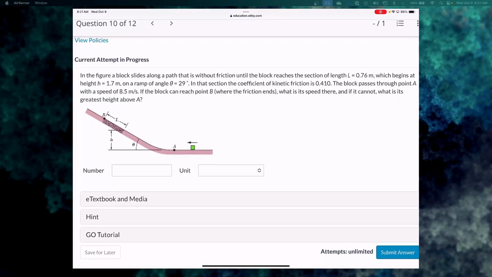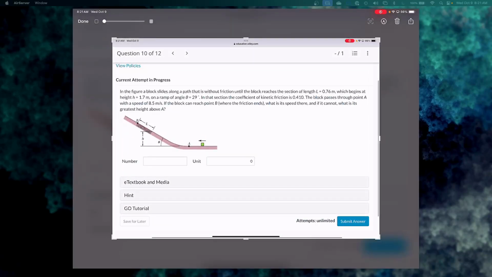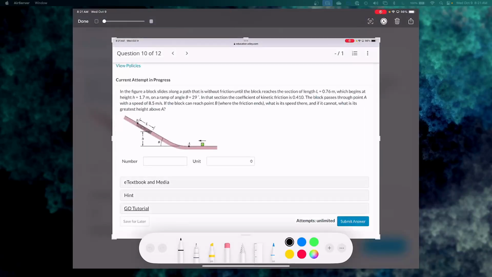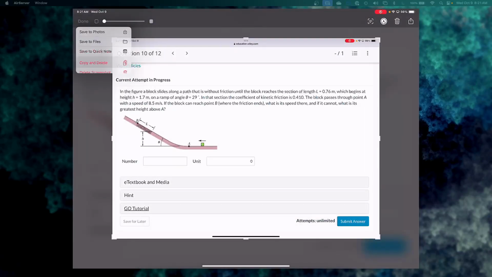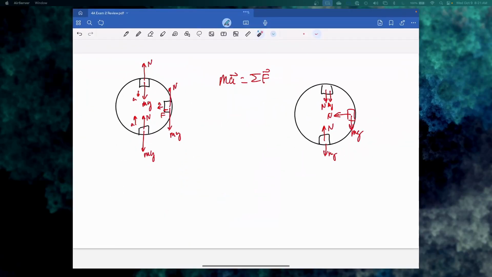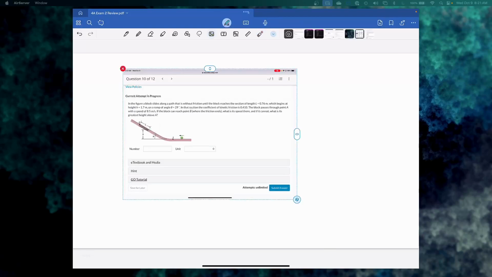Okay. I love this problem. Come on. No. Done. Copy. Put it over here so I can draw on it. Paste.